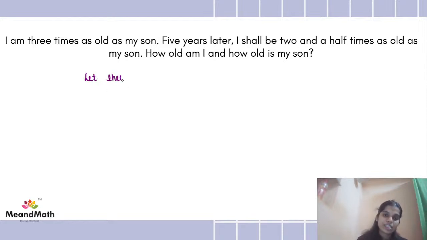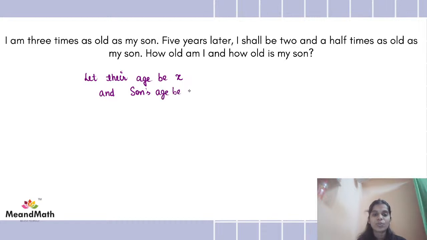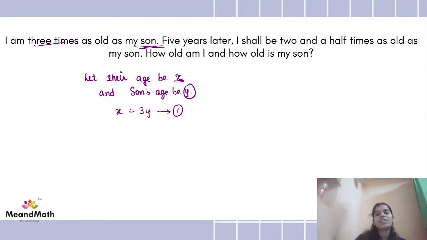Let my age be X and son's age be Y. Right? So, first equation will be x equal to 3y. This is our first equation. How? Because he is 3 times as old as his son. If son is y, father or mother will be x. Right? Next, 5 years later.